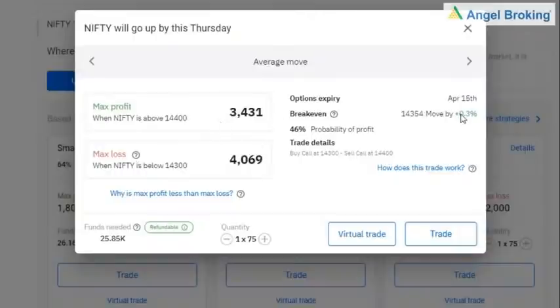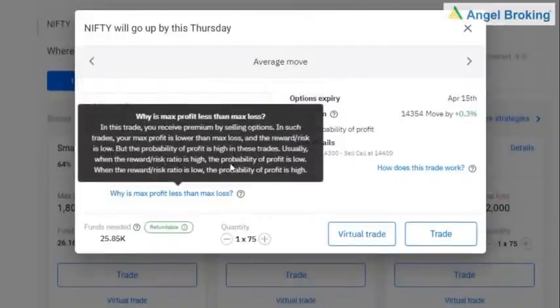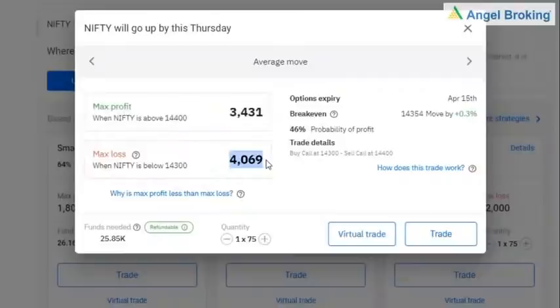So you can see it here, right? If it moves up around 0.3%, you'll break even on this. It has around 46% probability of profit. If Nifty goes above 14,400, you make 3,500. If Nifty goes below 14,300, you make around 4,000 rupees. And even if it goes to 12,000 or 10,000 or 11,000, you only still lose 4,000 rupees.